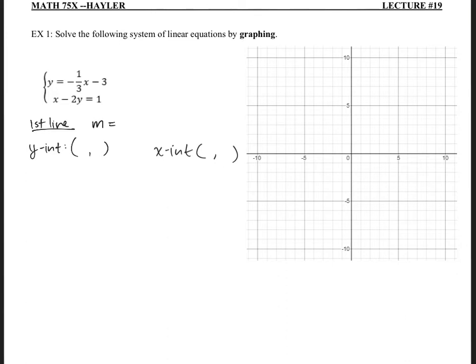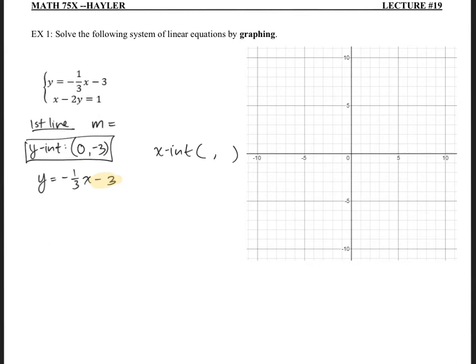So how do we find the y-intercept? Well, my equation here, since it's already in slope-intercept form, we can just go ahead and pull the y-intercept off right here. It's the -3. Alright, which means my y-intercept is going to be (0, -3). That was not bad at all.